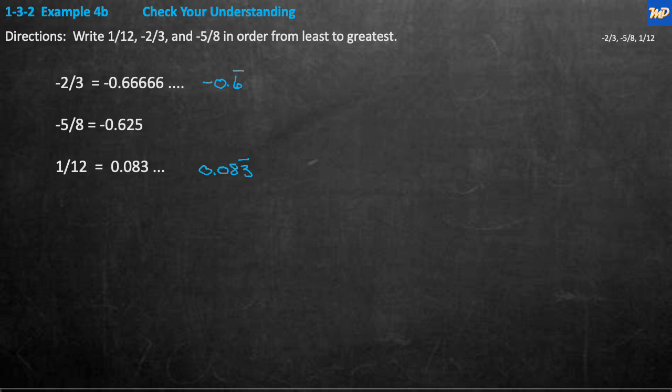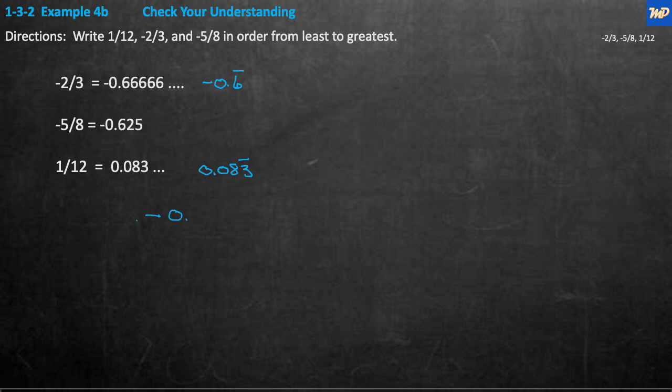Okay, so let's put them in order. So what is the smallest number? Well, the smallest number, on the negative side, is the one that numerically appears to be the largest. So we have 0.66666 and we have 0.625. Well, 0.66 is numerically greater than 0.625. So the first one we're going to have is going to be negative. So this is the least.